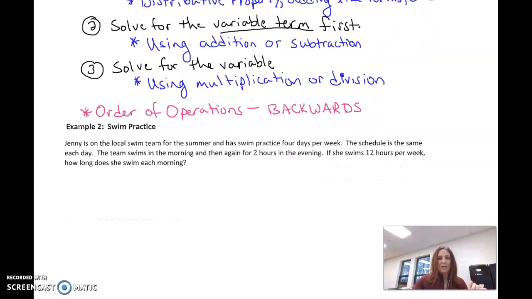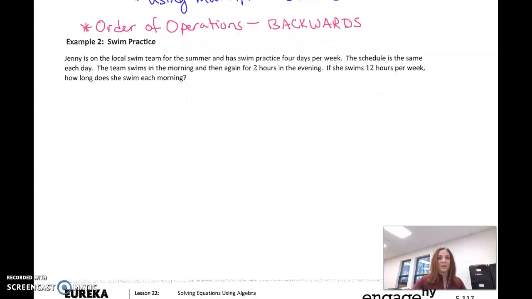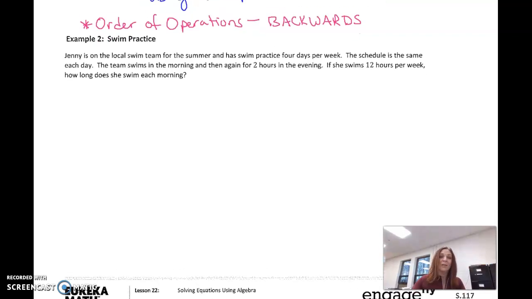Okay, so let's get to our example here. Jenny is on a local swim team for the summer, and she's practicing 4 days a week. The schedule is the same every single day. The team swims in the morning and for 2 hours in the evening. She swims a total of 12 hours per week. How long does she swim in the morning?